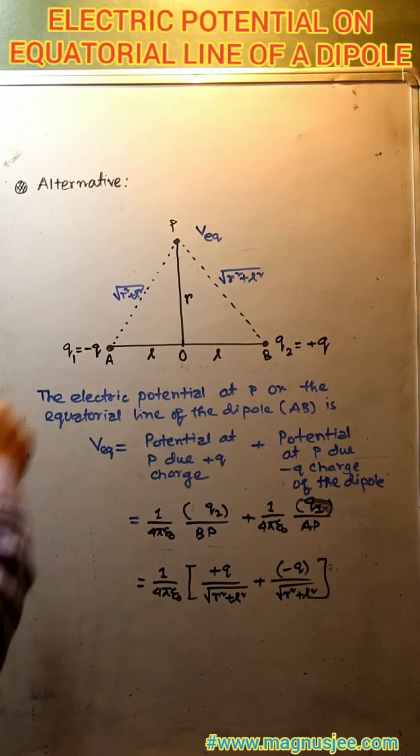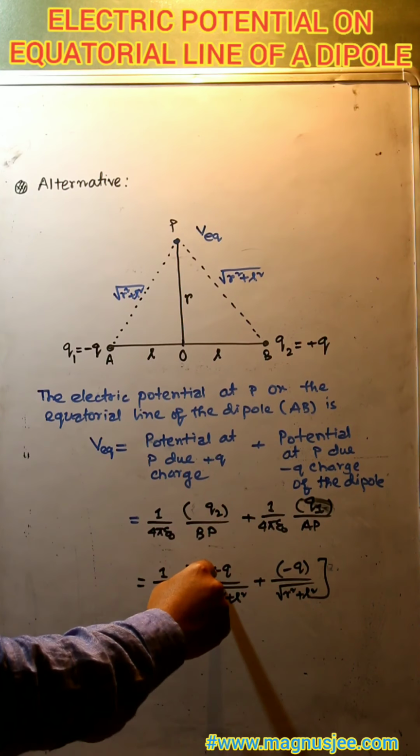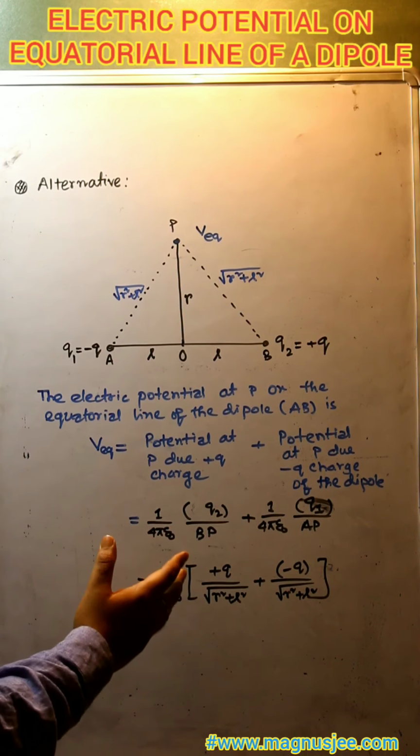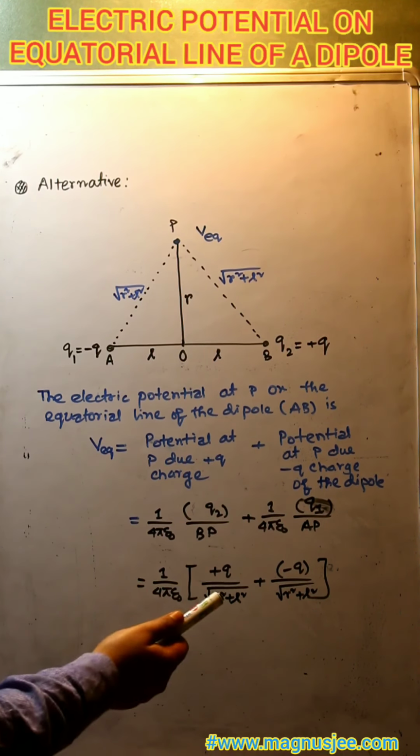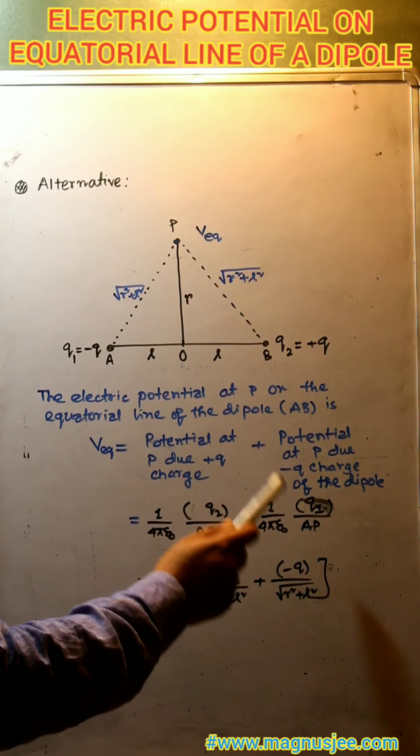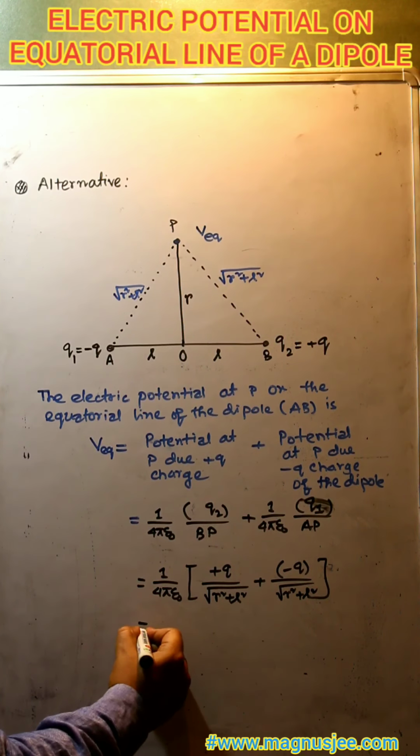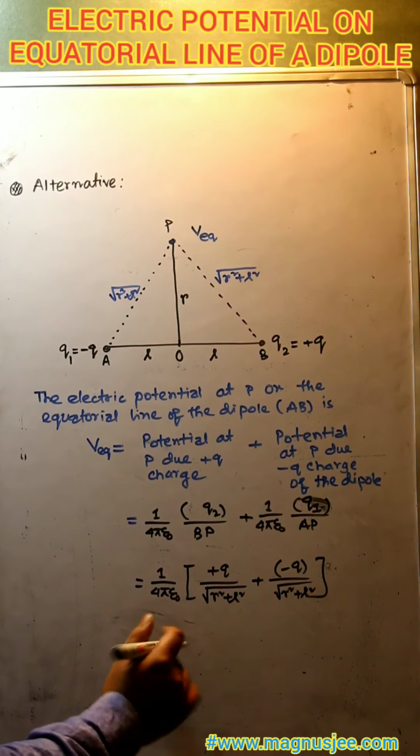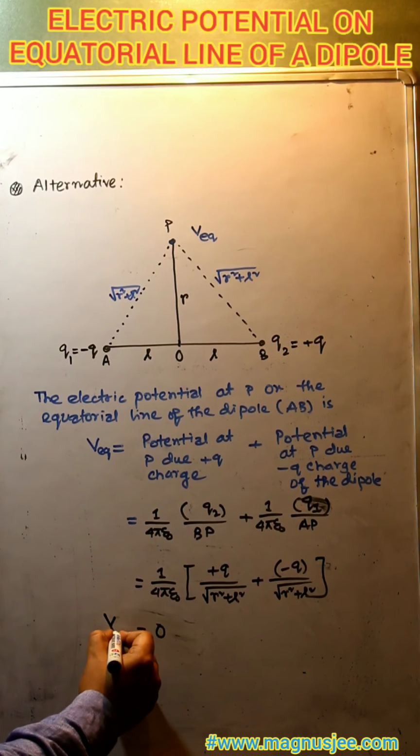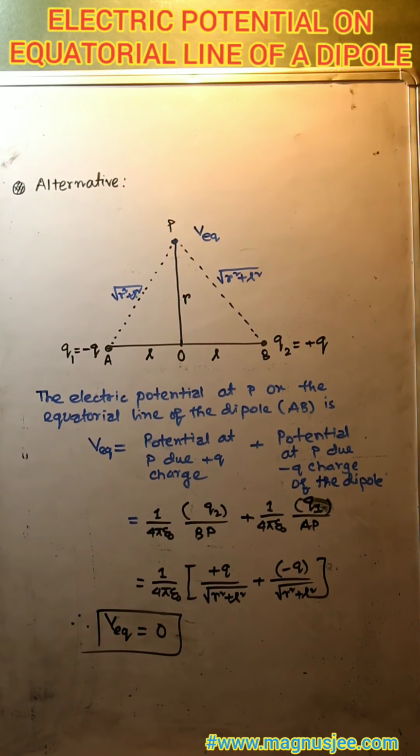We have considered the sign of the charge in the expression of potential. Q1 is minus Q and Q2 is plus Q. If we have to find field intensity, in that case we cannot consider the sign of charge. But for potential or work done or energy, we have to consider the sign of charge. That's why Q1 equals minus Q, Q2 equals plus Q. And this is 1 by 4 pi epsilon 0, and it will be the same, so V_EQ equals 0. That's why the potential at a point on the equatorial line of an electric dipole is 0.